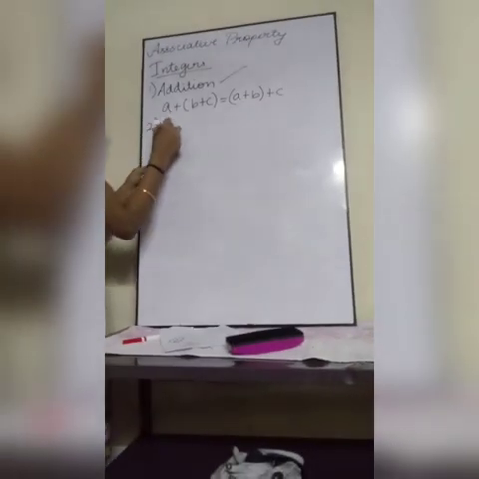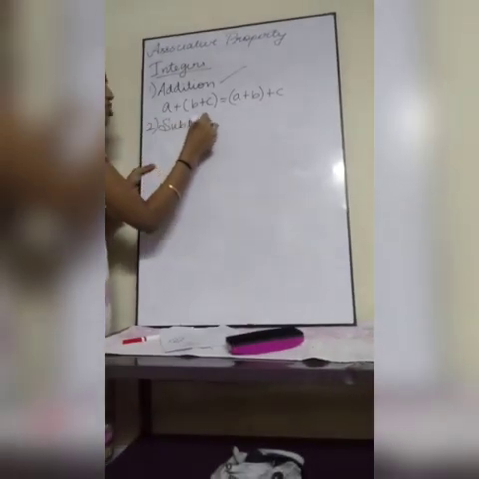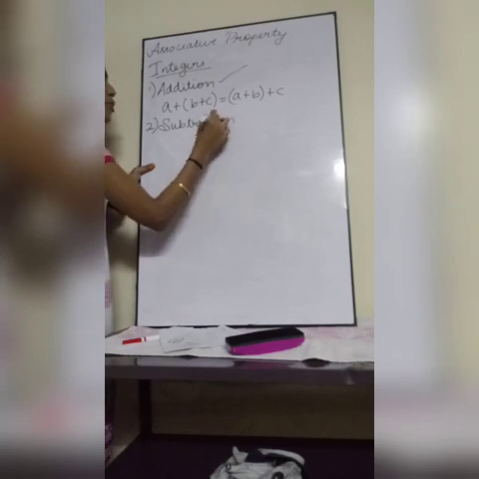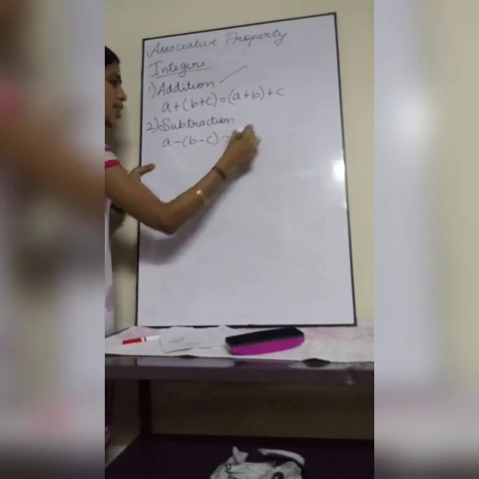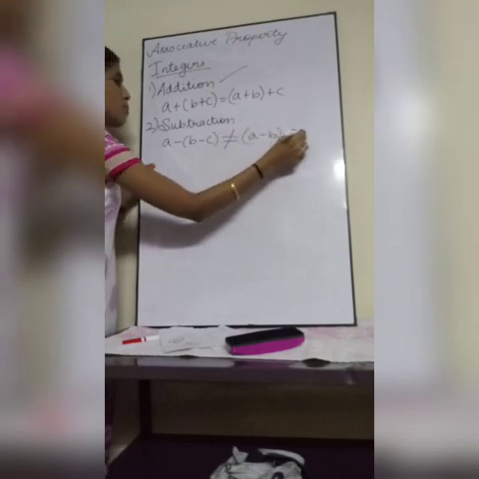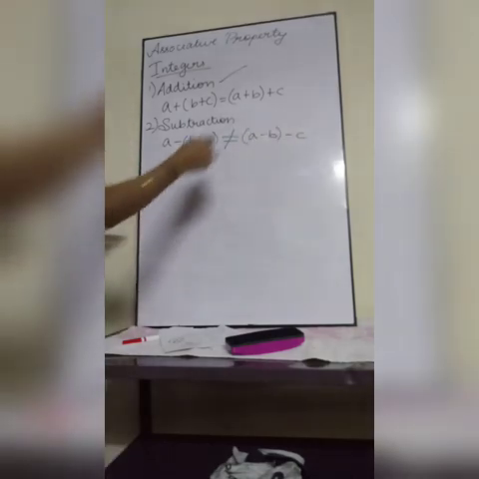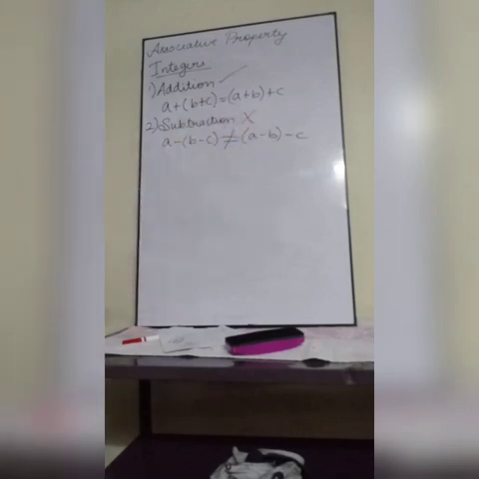Next is what? Subtraction, right? Subtraction, it is not satisfied. So how will you write? (a minus b) minus c is not equal to a minus (b minus c). So integers are not associative under subtraction because it is not commutative under subtraction. Therefore, it is not associative under subtraction. Keep it in your mind. If it is satisfied for commutative only, it will be satisfied for associative.